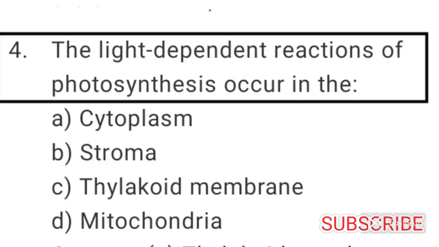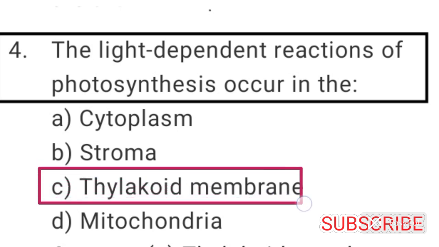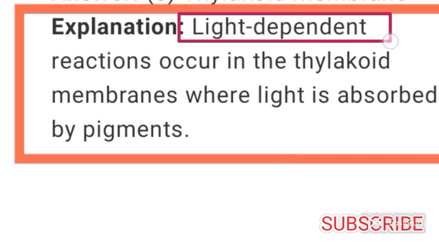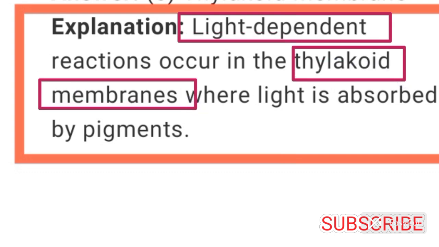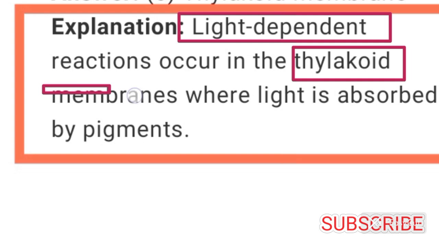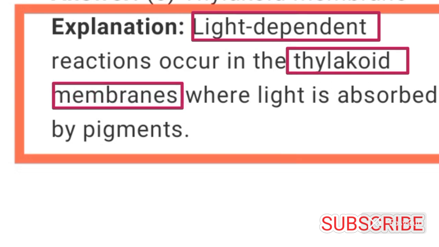ठीक है. Now come to question number 4. The light dependent reactions of photosynthesis occur in. Answer is option C. Thylakoid membrane. So, light dependent reactions occur in the thylakoid membranes where light is absorbed by pigments. लाइट पर डिपेंड होने वाली रिएक्शंस कहाँ होती हैं? थाइलेकॉइड की मेम्ब्रेन में, जहां लाइट एब्सॉर्ब करते हैं पिगमेंट्स.